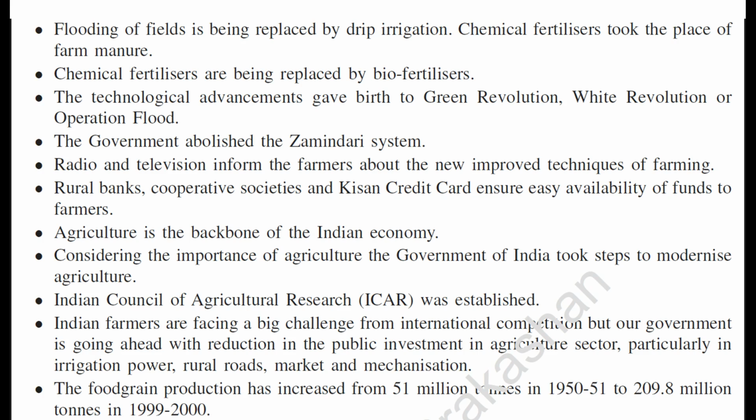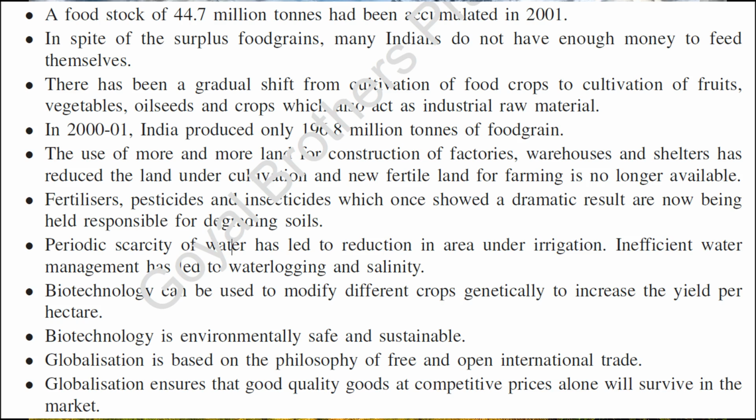Indian farmers are facing a big challenge from international competition, but our government is going ahead with reduction in the public investment in agriculture sector, particularly in irrigation, power, rural roads, market and mechanization. The food grain production has increased from 51 million tons in 1950-51 to 209.8 million tons in 1999-2000. A food stock of 44.7 million tons had been accumulated in 2001. In spite of the surplus food grains, many Indians do not have enough money to feed themselves.